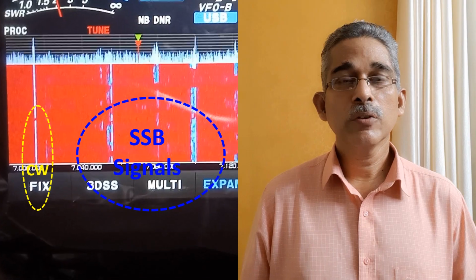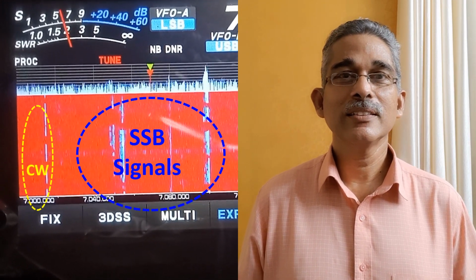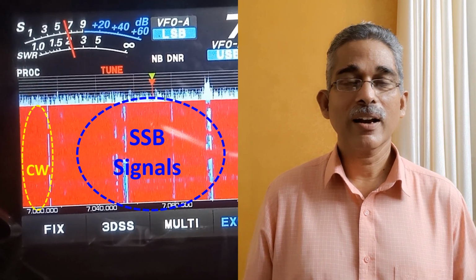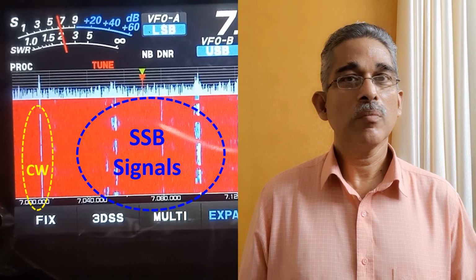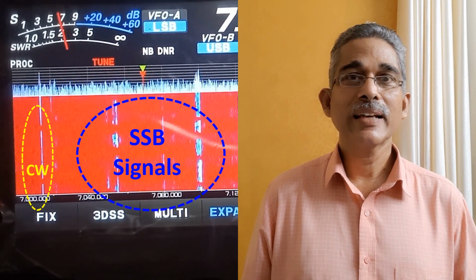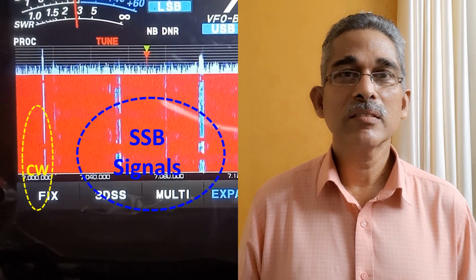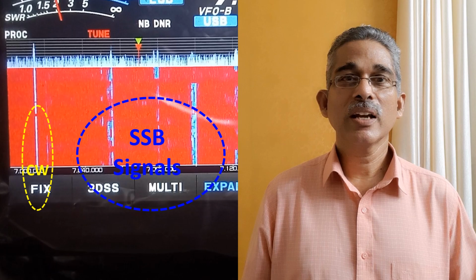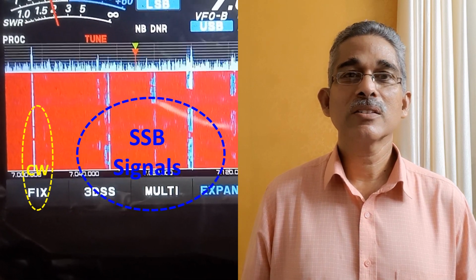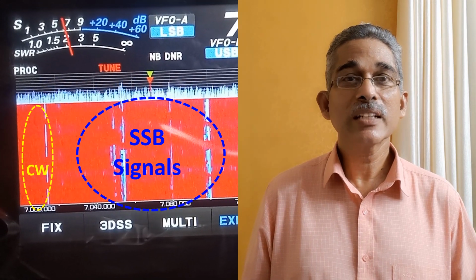And if you move to 7080, there is another very popular net in this region, which is known as the Charminar net, which usually starts about 7:20 a.m. local time. So these are the SSB signals. SSB signals can be recognized by a thicker display on the waterfall than the CW signals. And the intensity of the signal depends on the signal strength also.